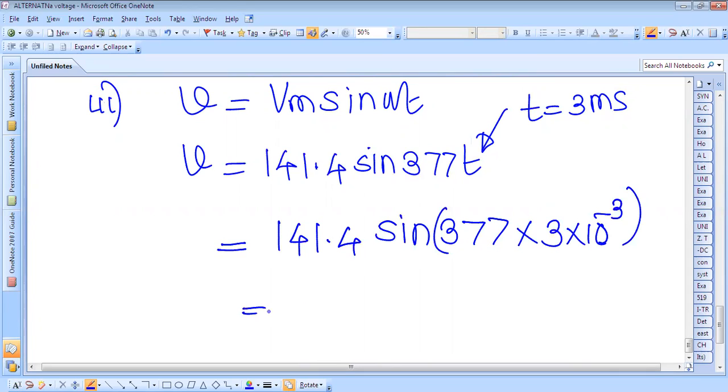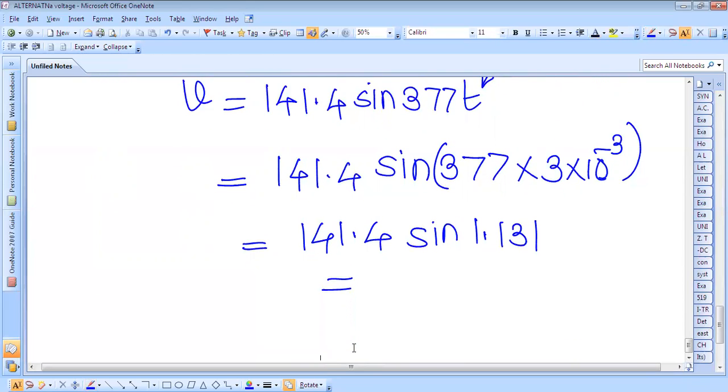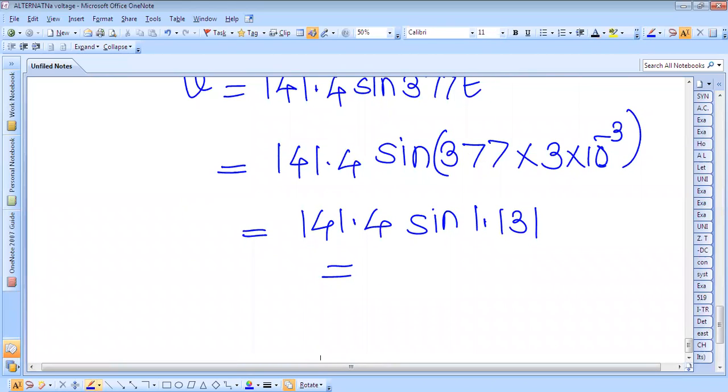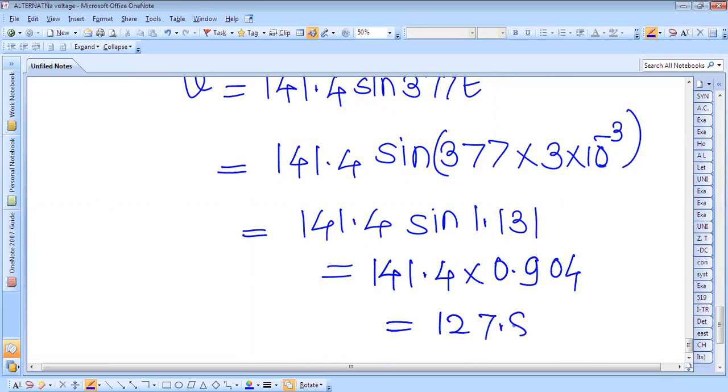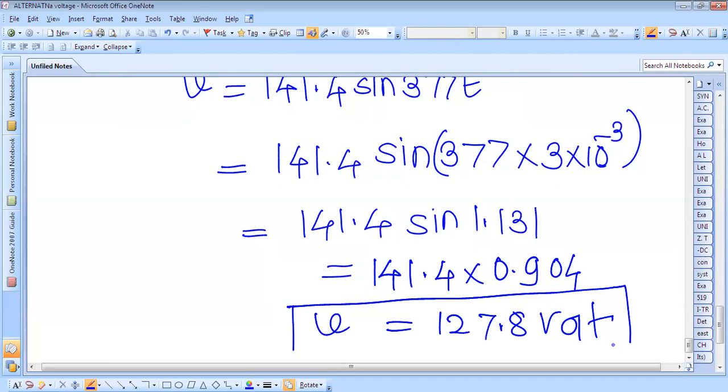If we substitute here, we will get 141.4 into sine of 1.131 is equal to 141.4 into 0.904, and this is equal to 127.8 volt. So this is the required answer.